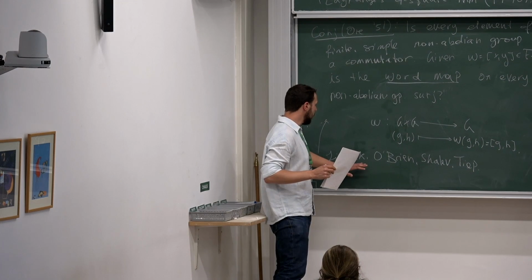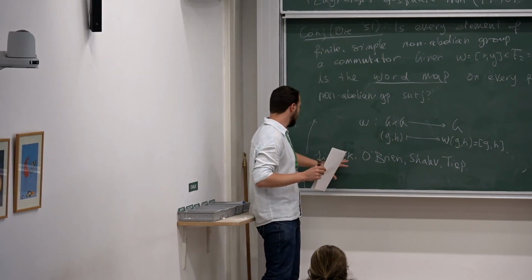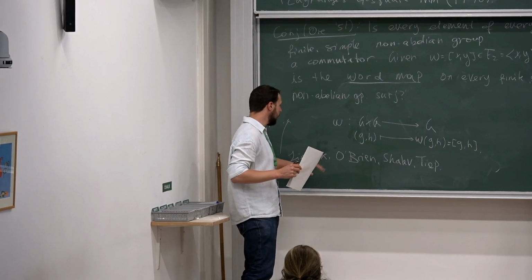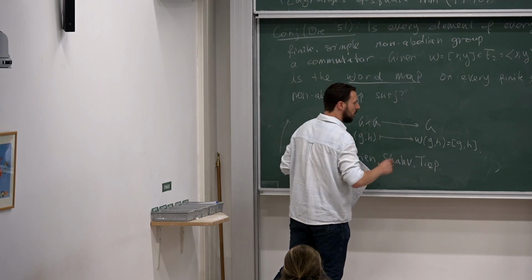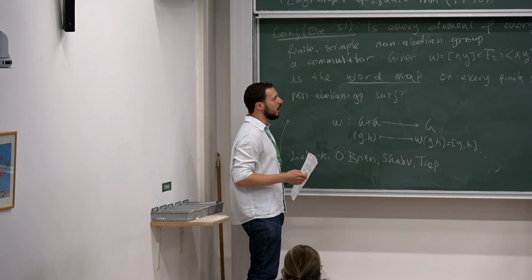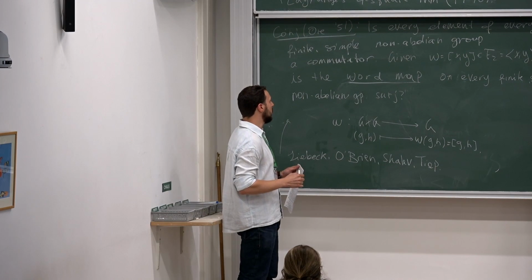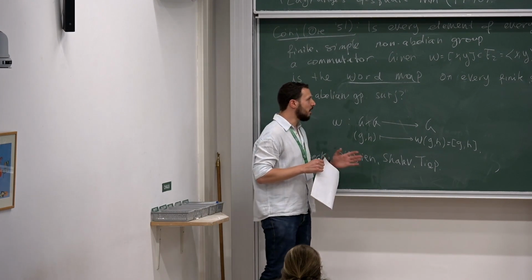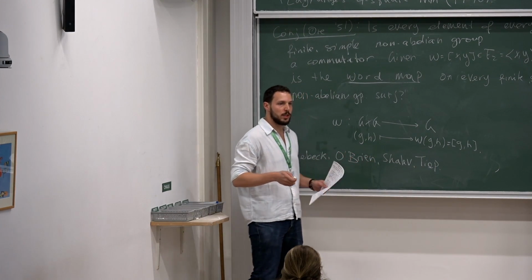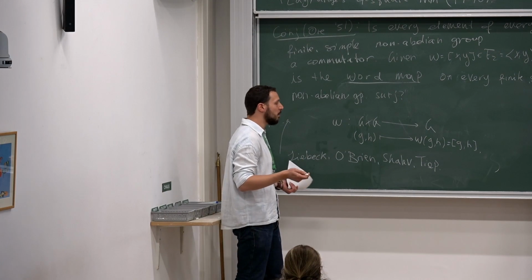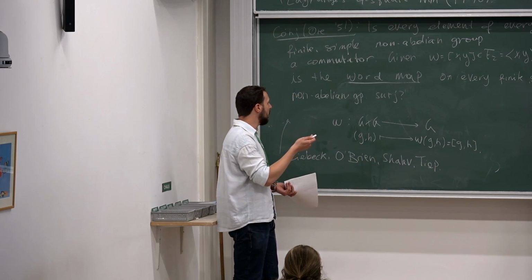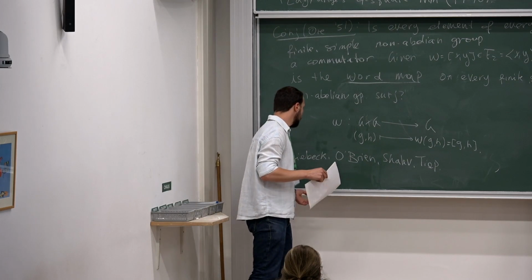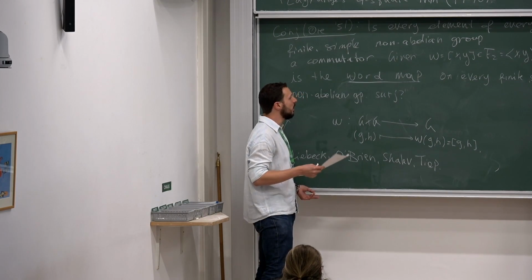And I should also say that a subset of these authors, and also Larsen, started studying this problem for other words, which are not the commutator, and they reached a very similar conclusion. So it might not be that every word induces a surjection on every finite simple group. For example, if you take the square of a primitive element, it won't induce a surjection.